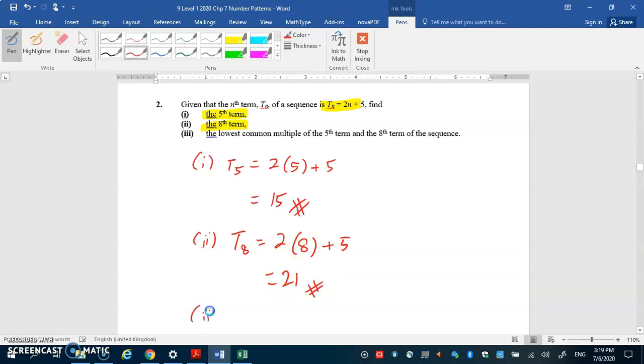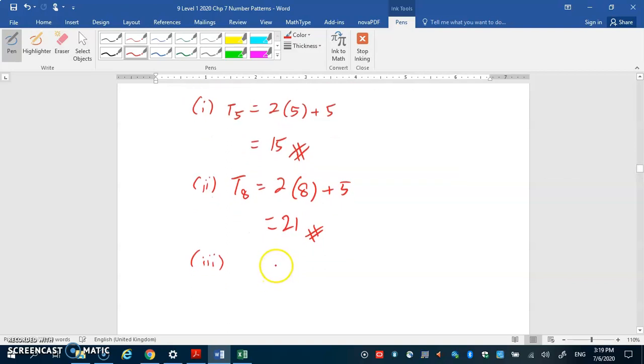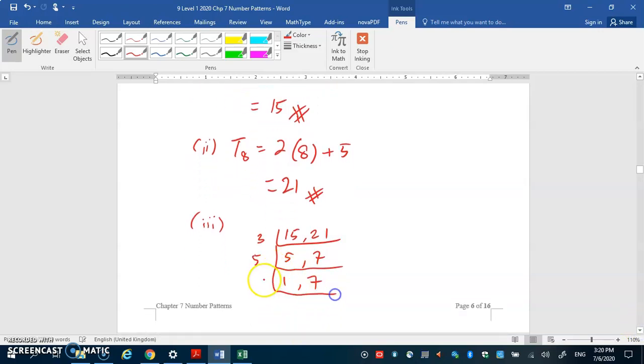Question part 3. Find the lowest common multiple of the 5th and 8th term. So recap what you learned in term 1 of this year. We basically use the ladder method. Both can be divided by 3. Then you get 5 and 7. Alright, 5 can be divided by 5. 7 cannot be divided. So divide by 7. Do 1, 2, you get 1, 1. And LCM will be 3 times 5 times 7, which is 105.